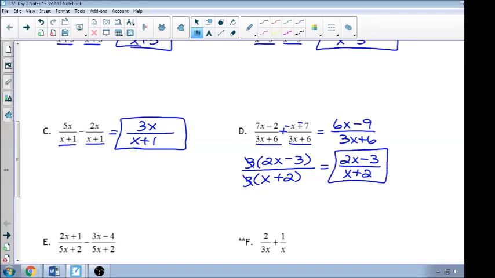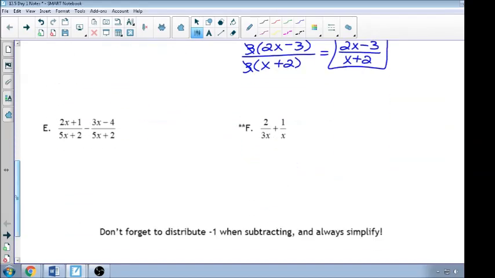All right. On to example E. It's the same thing going on here where I have a subtraction in between. Therefore, what I want to do is change the subtraction to addition, change all the signs that come after it. So I've changed the subtraction to addition, and I've changed the 3x to negative and the negative 4 to positive. I'm going to check my denominators. 5x plus 2 and 5x plus 2 are the same. Therefore, I can just add my numerators now.